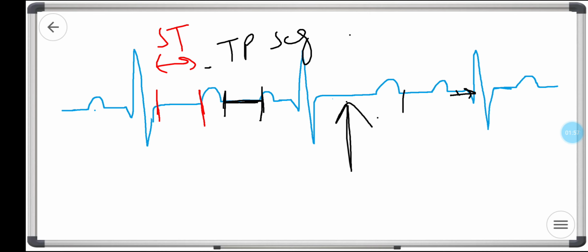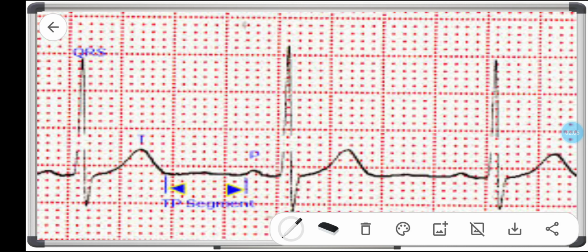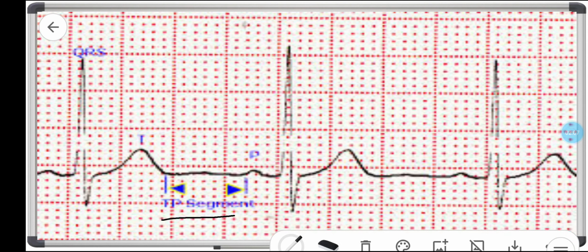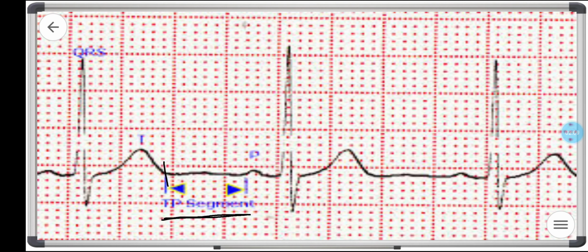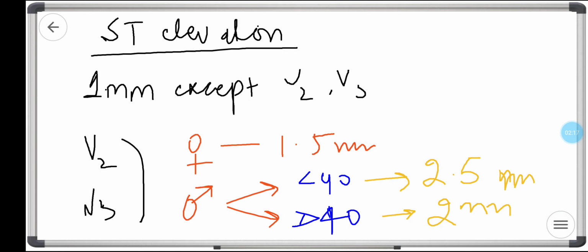Okay, this is the TP segment over here. And you compare this ST with this TP segment over here. This is how on a real ECG you can look at this TP segment, and you can compare this ST with this TP baseline, to see whether it's elevated or depressed.